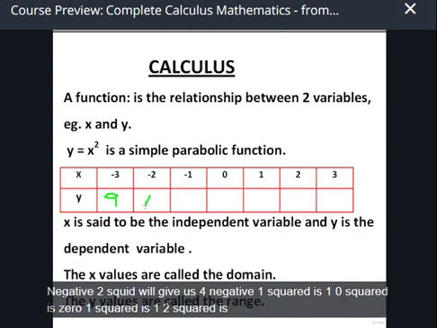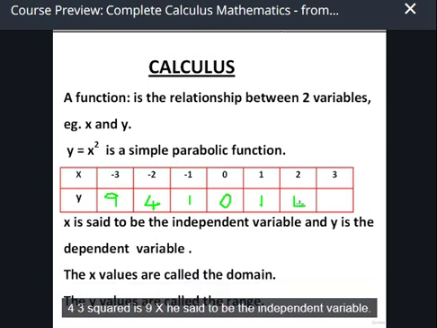-2 squared will give us 4. -1 squared is 1. 0 squared is 0. 1 squared is 1. 2 squared is 4. 3 squared is 9.